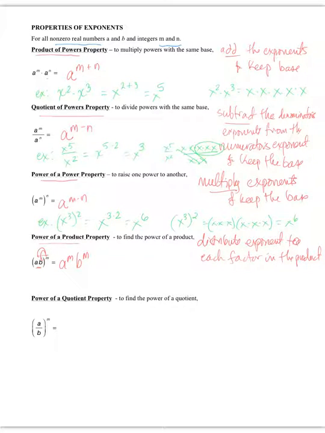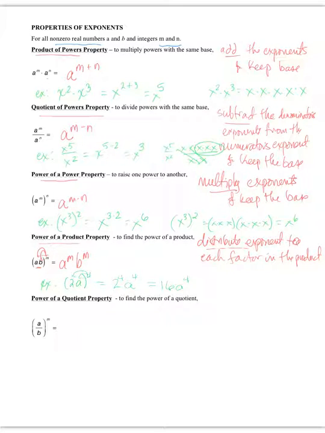Let's take a look at an example. An example, if we had 2, let's say, times a all to the fourth power, we would have to distribute that power of 4, the exponent of 4, to each factor. So that would be 2 to the fourth times a to the fourth. Then we'd go one step further, 2 to the fourth, 2 times 2 times 2 times 2 is 16, a to the fourth. So in this case, we are distributing the exponent.